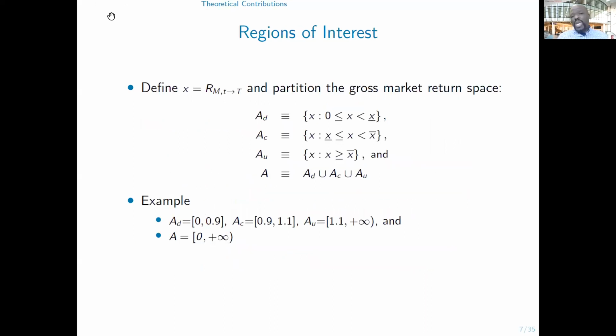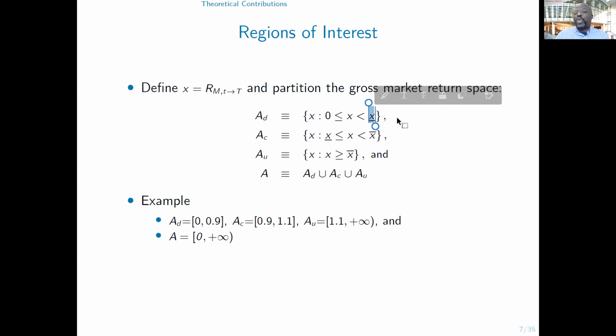Now let me talk about these regions of interest. We can make this more general, using 3, 4, 5 regions, whatever. But intuitively, the left, center, and right regions are the ones that are important, so for now I will focus on this. Let's define X as the return on the market, and A_D here as the region of the return. Again, X here is the gross return. X bar here is the cutoff.